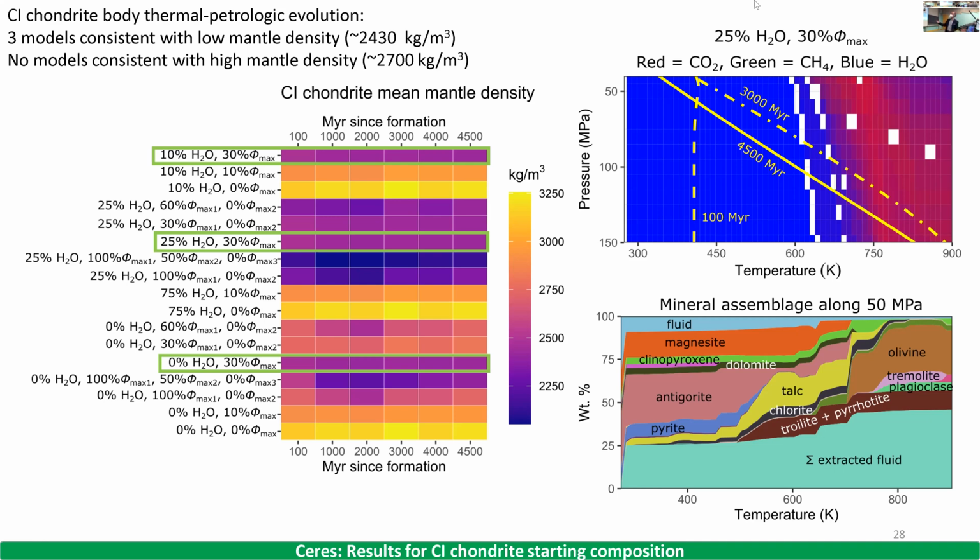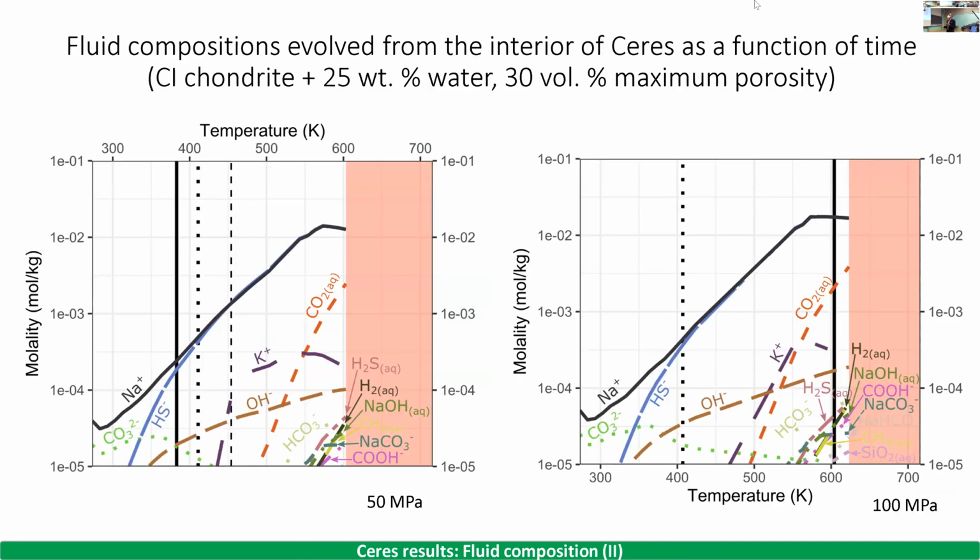So these colors just represent changing bulk density of the mantle of Ceres over time as temperatures change in the interior, and you get the same sort of phase assemblage changes. So minerals dehydrate and rehydrate, and the density of that mantle changes over time. So with all these starting compositions, essentially we found a few cases in which the mantle density that we predicted actually coincides with the constraints that we have from spacecraft. And so again, we can calculate the fluids produced through this process.